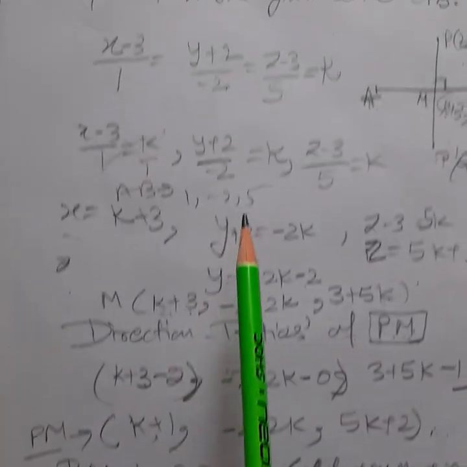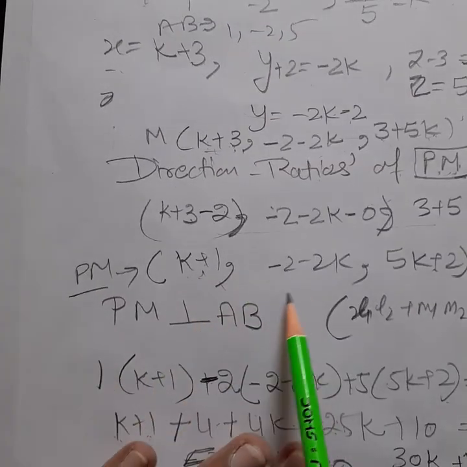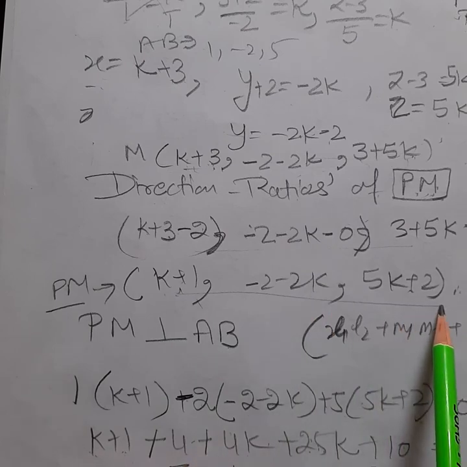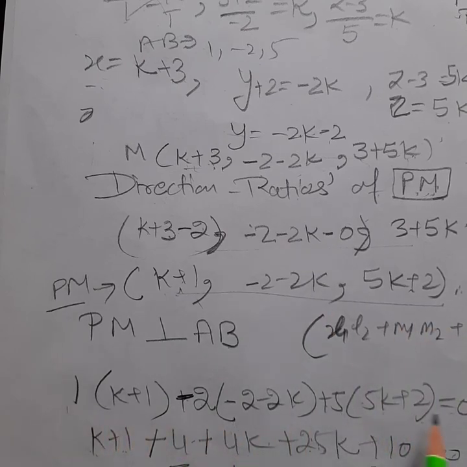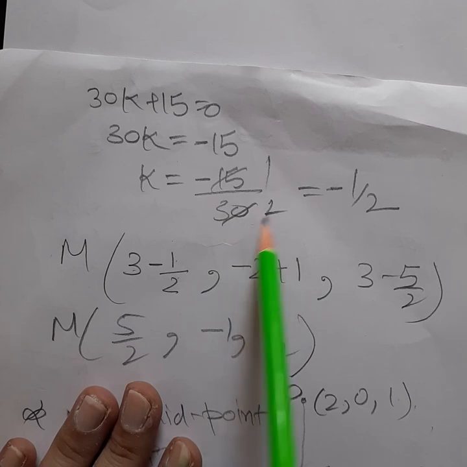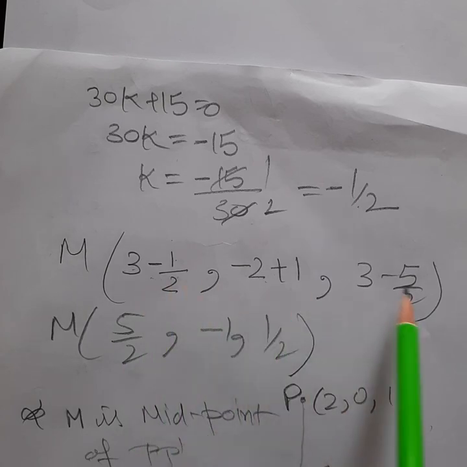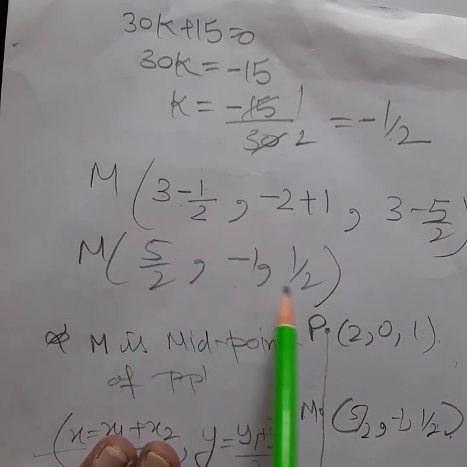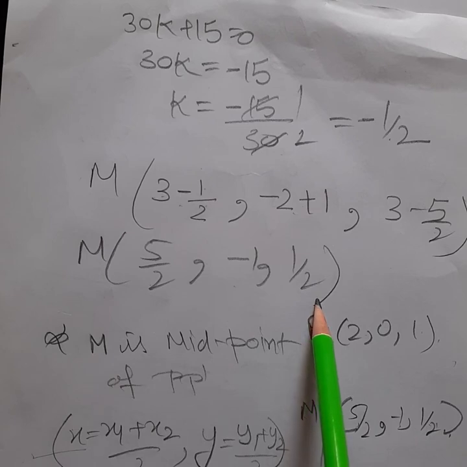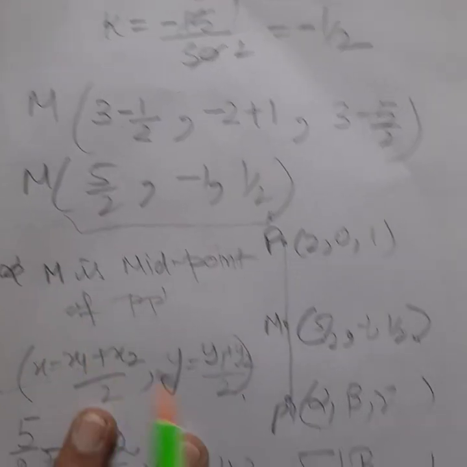And in this way you can see that the direction ratios of the line are 1, minus 2 and 5, and the direction ratios of PM you can see here, and the product of these two direction ratios will become 0. And after that by solving it we get the value of k. In this way you get the value of k, that is equal to minus 1 by 2. Now you have to put the value of k in the point M, and after solving it algebraically you get the point M, and after getting the point M we have to find the image now.